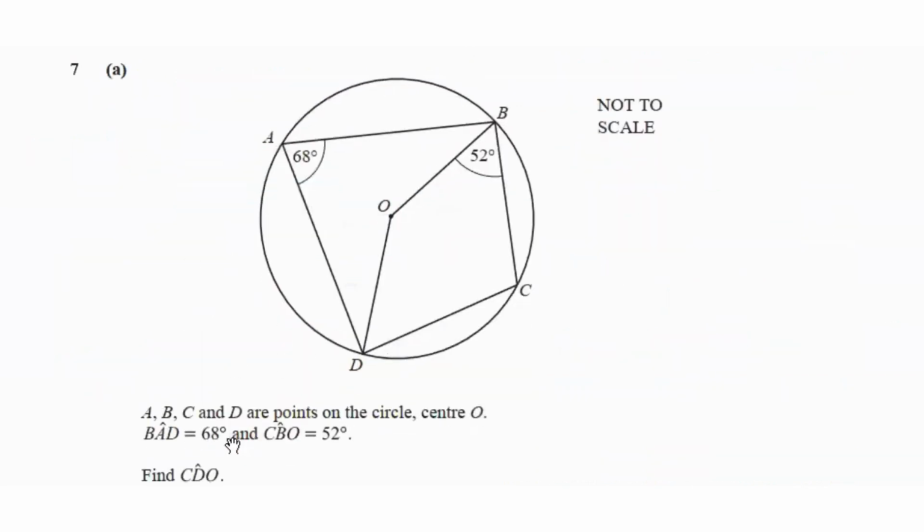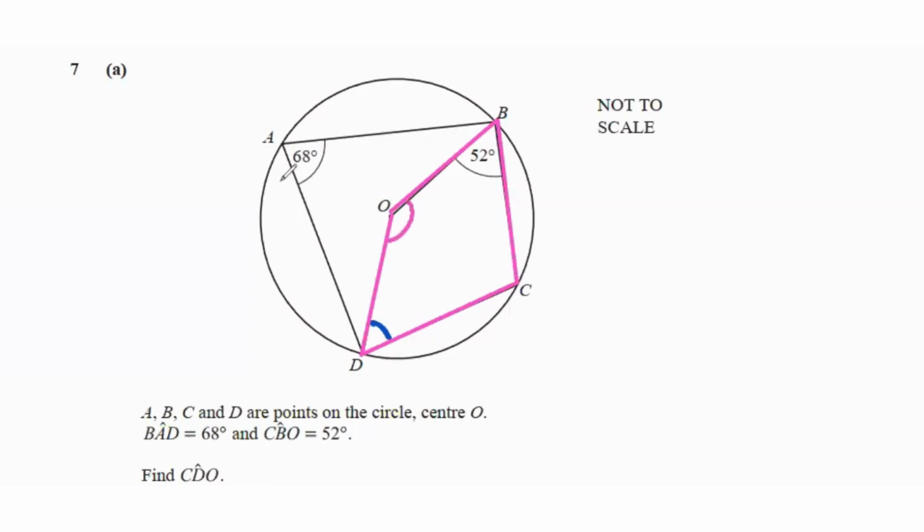Question 7 says A, B, C, and D are points on the circle with center O. BAD is 68 and CBO is 52. Find CDO. This is the angle they're asking us to find. So if you look at this, we have a quadrilateral over here. And we know the sum of angles of a quadrilateral is 360.